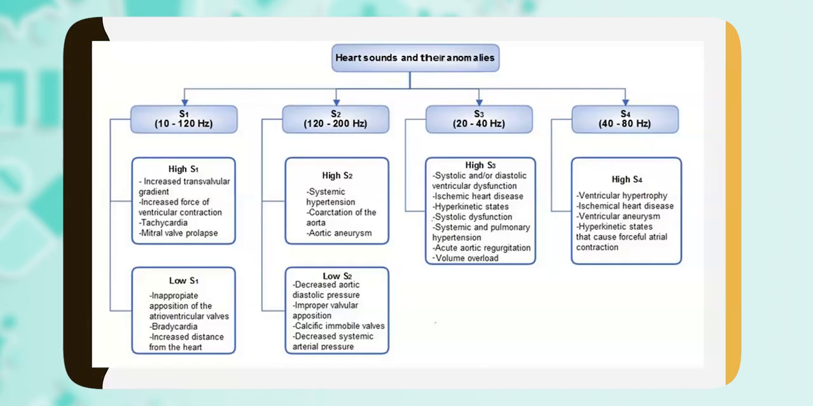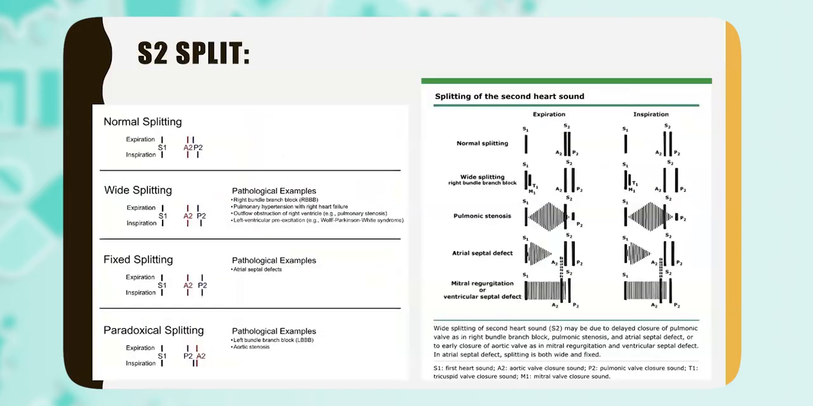S3 is usually present in hyperkinetic states or heart failure. When S1, S2, S3 is present, it's called a gallop rhythm. When S1, S2, S3 and S4 is present, it's called a quadruple gallop. S4 is present in ventricular hypertrophy, more commonly in HOCM. Ischemic heart disease, I told you in AMI, the first auscultatory finding is S4. In ventricular aneurysms or hyperkinetic states that cause forceful atrial contractions.